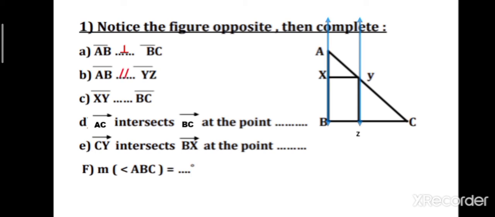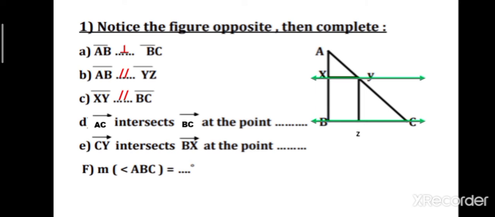Number C. XY and BC. Line segment XY is parallel or perpendicular to BC. XY is parallel to BC because they will never touch or meet, or they will never intersect. So they are parallel to each other.